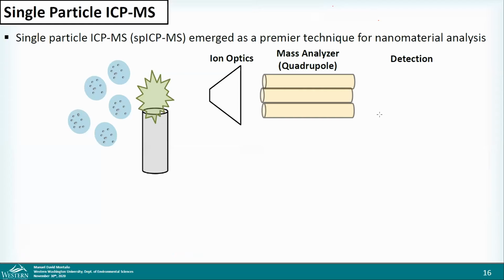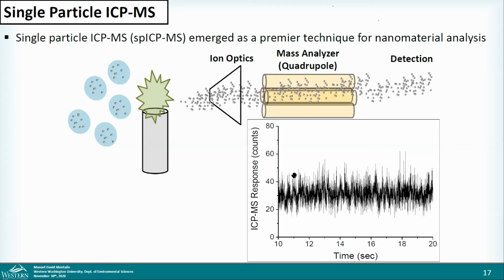And so we have all these water droplets go into this plasma that generates ions, and those ions go through a mass analyzer and generate this constant signal. And that constant signal gets averaged, and we can use that as a way to quantify concentration of the element we're interested in.